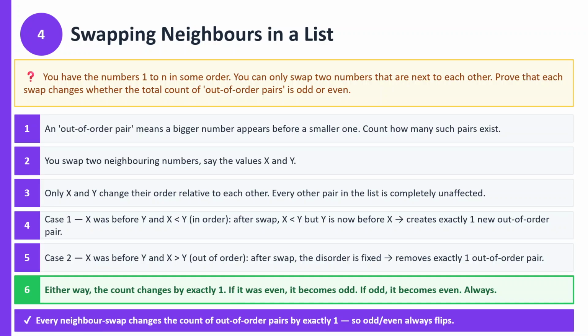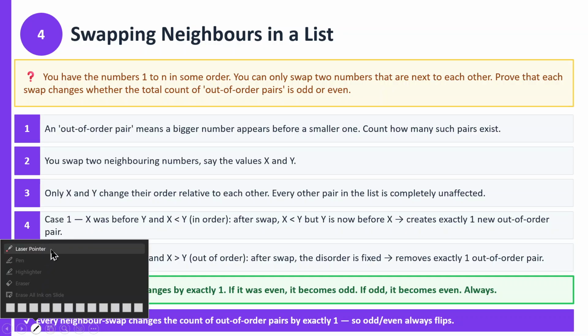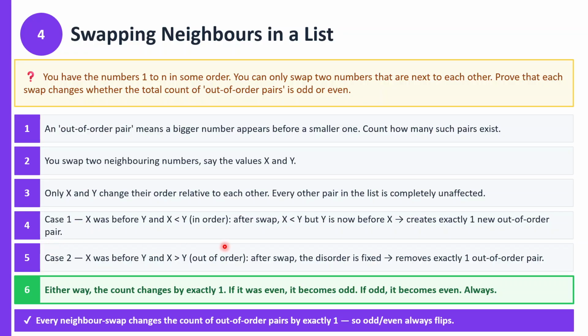Okay, swapping neighbors in the list 1 to n, in no particular order. First you take x and y and swap them, so it creates one new order. Now you take that y as x and this x as y, and you swap it again. Then it always ends up the same. You keep repeating the process and can always return to the same state as the start. So if it was even, it becomes odd; if it's odd, it becomes even. So every neighbor swap changes the count of out-of-order pairs by exactly 1. So the parity always flips, right?